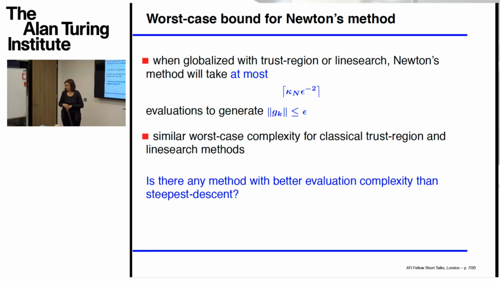Could you go back to the last slide, please? The black line on the left, is that the trajectory of the... Yeah, the points here are the iterates, yeah.